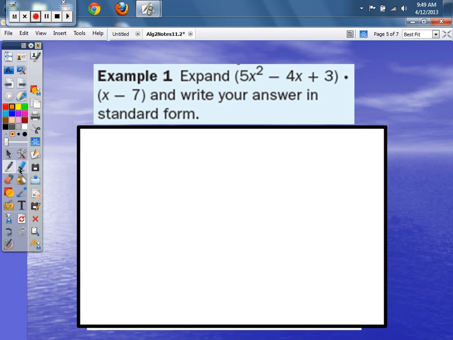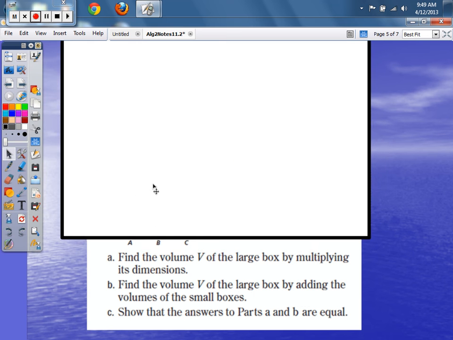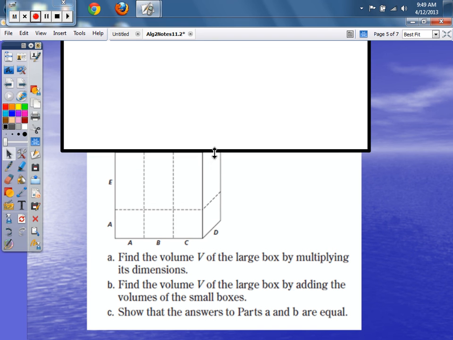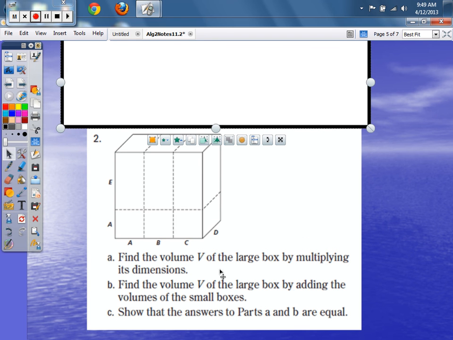to an application problem. We are going to take the volume of this box. Do you know how to find volume of a box or a rectangular prism? I hope you do. Length times width times height. So we're going to multiply its dimensions. How long is this side? That's D. How long is this side?